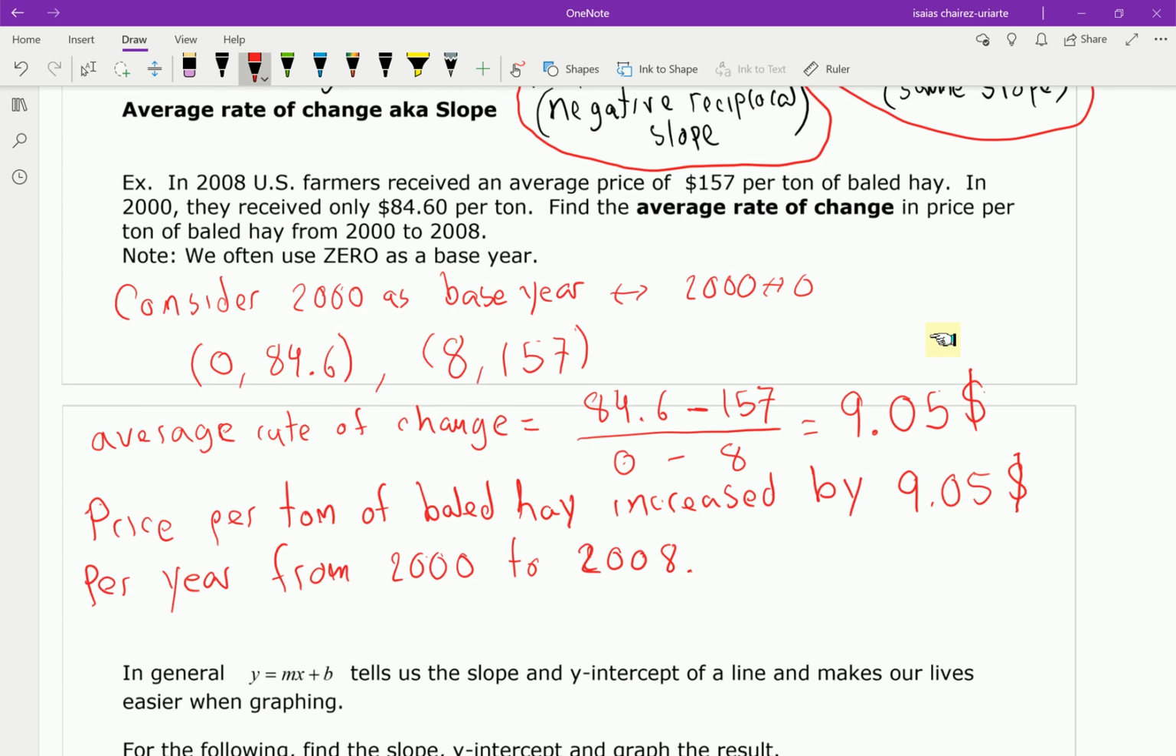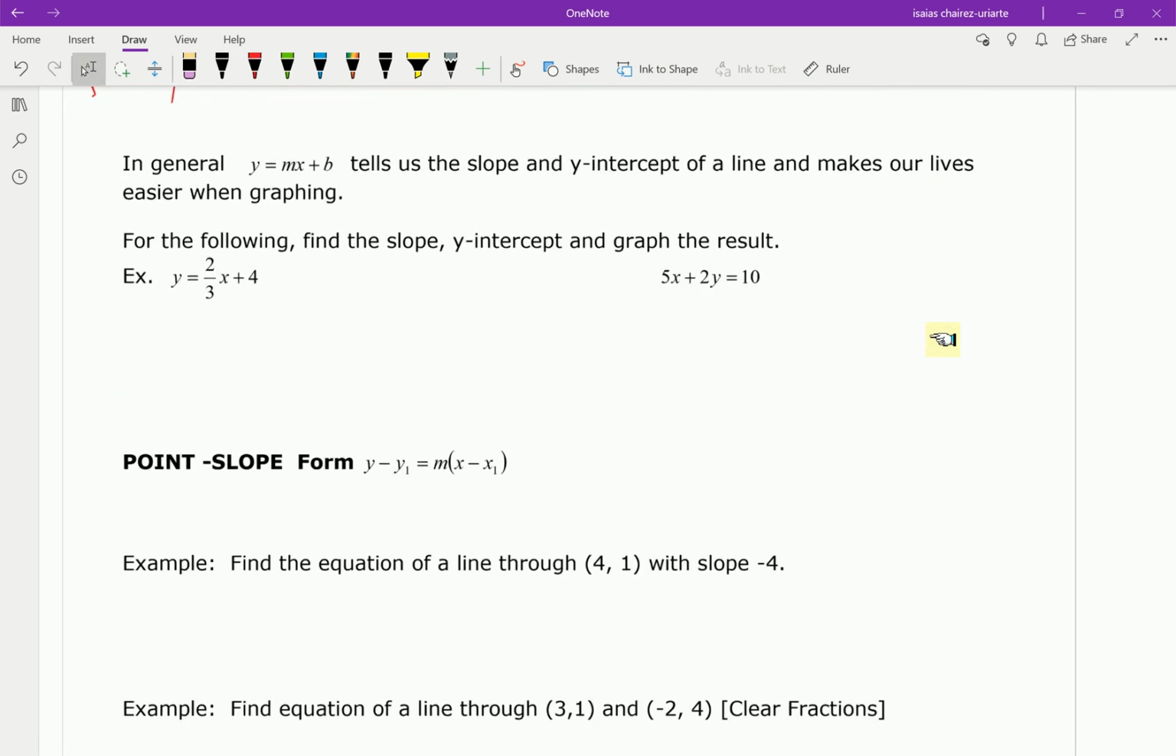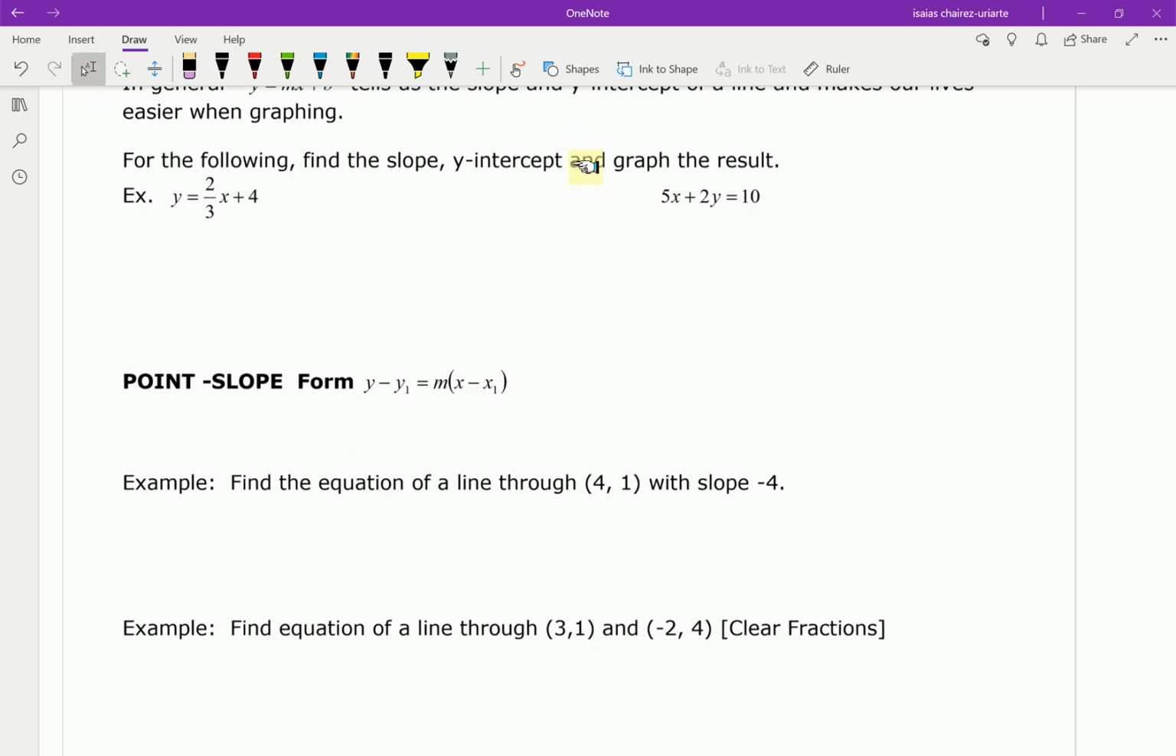Okay, let's move on. All right, so in general, this equation, we said, gives us the slope and the y-intercept, and it makes things a little bit easier because then it's easy to graph. If I know the y-intercept and I know the slope, it's easy to come up with a sketch of the line. All right, so let's think about these next examples. For these examples, we're supposed to find the slope, the y-intercept, and then we're supposed to graph each equation. So take a second, try to do them on your own, and then let's compare answers.